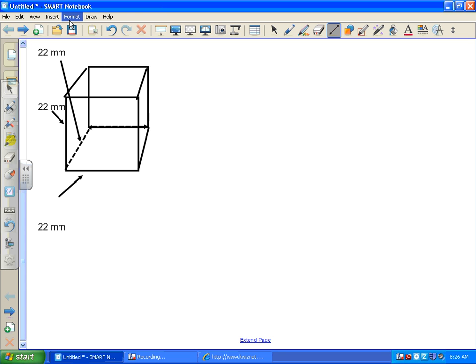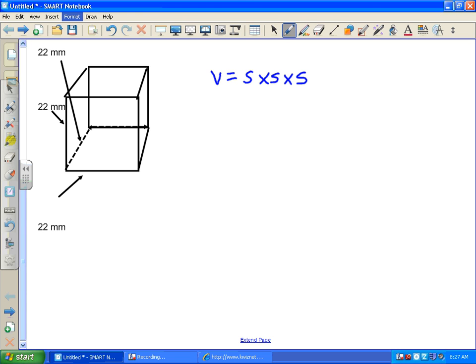What do we know about the attributes of a cube? Does anybody know about the sides of a cube? Yeah, they're all the same. They're all the same. Do you notice that by looking at your diagram and seeing 22, 22, 22? So when we find the volume of a cube, we find side times side times side. Same thing as the length, the width, and the height. All right, and they're all the same.